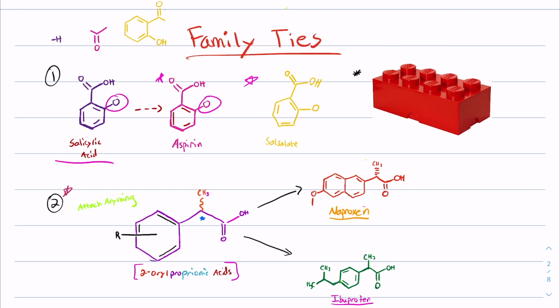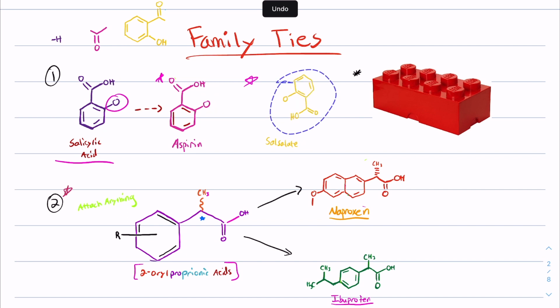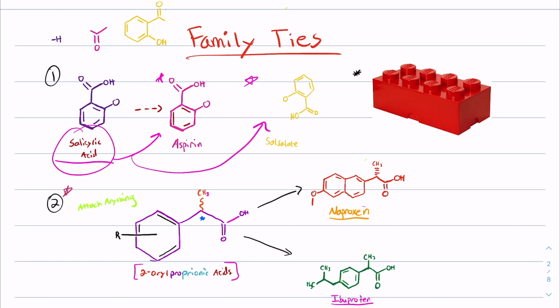There you go. And oxygen, this carboxylic acid here and here, they're the same. This ring, and this ring. As you can see, they are the same thing. You can see that this parent structure right here gives birth to aspirin and salicylate.